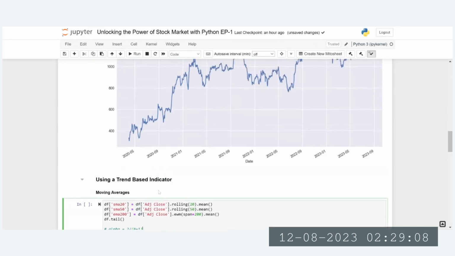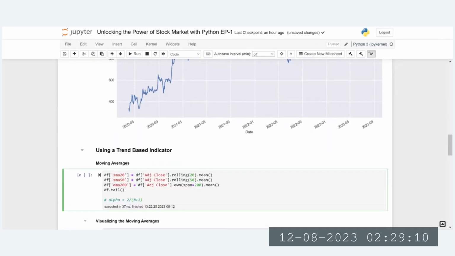And we don't have to do all these calculations manually, because we can simply use some Python functions like rolling, which will give me a simple moving average. So I am calculating a simple moving average of the last 20 days. I'm calculating a simple moving average of the last 50 days, as well as an exponential moving average of the last 200 days, right?